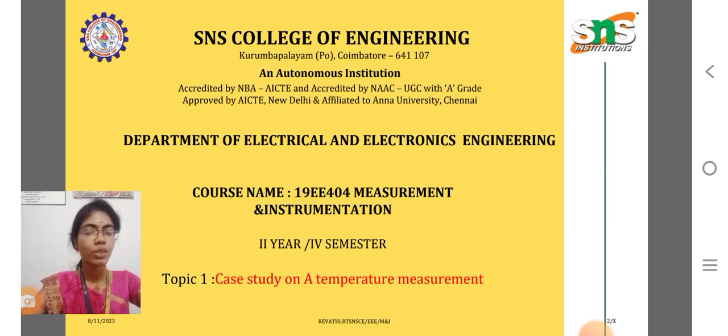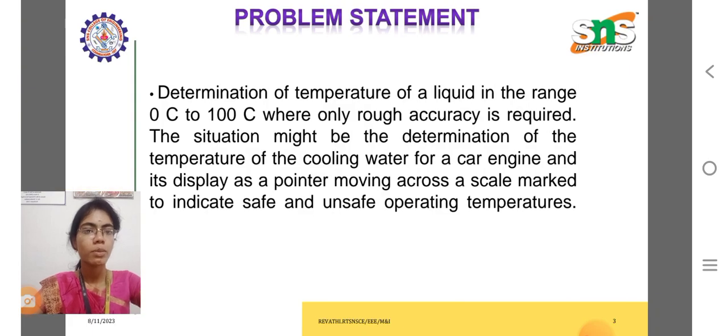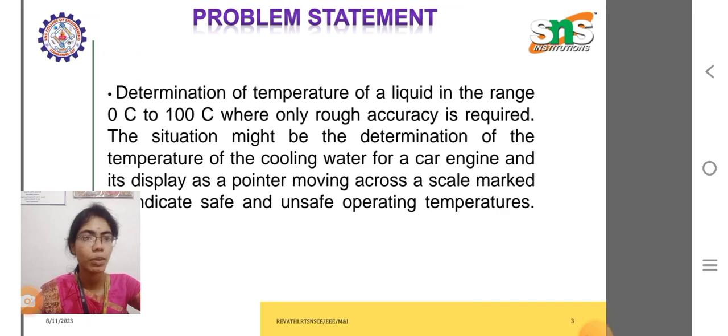In this case study video of measurement and instrumentation, today's topic is a case study on temperature measurement. Problem statement: the determination of the temperature of a liquid in a range of 0 Celsius to 100 Celsius, where only rough accuracy is required. The situation might be the determination of the temperature of the cooling water for a car engine and its display as a pointer moving across a scale marked to indicate safe and unsafe operating temperature. This is the problem statement. A case study and the solution are given below.